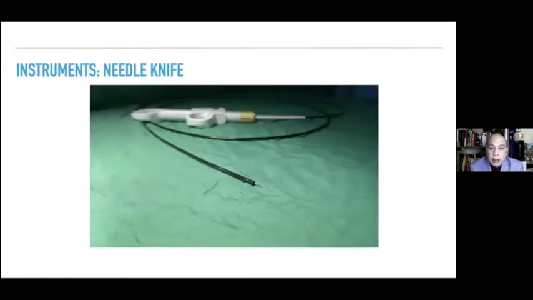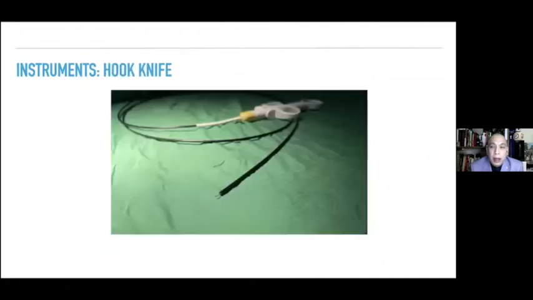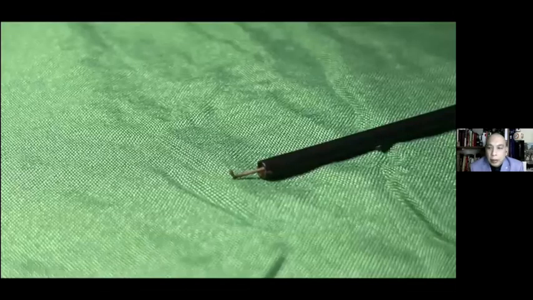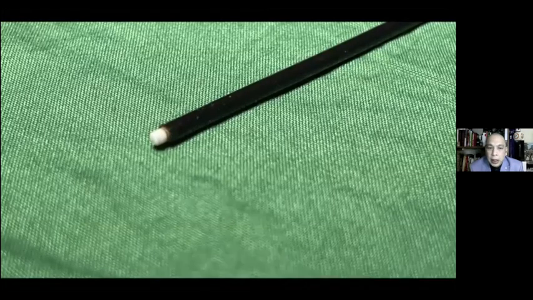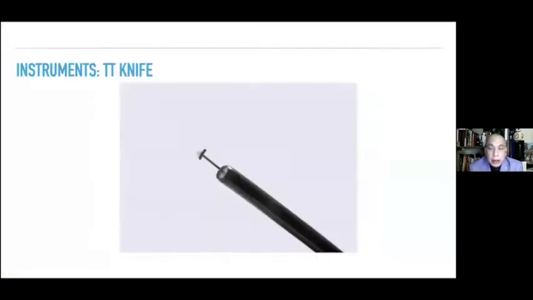Other instruments, the needle knife, a hook knife. Of course, it's just like a needle knife shaped like a hook, that we use in laparoscopic surgery. And this one is an insulated tip knife. There's a porcelain at the tip, but you're able to cut with the needle in between. The porcelain tip is to protect the other side or the organs too close, an organ that you don't want to burn. So it's an insulated tip knife. Another one is the triangular tip knife. So basically the IT knife is like a TT knife that just has a porcelain at its tip.